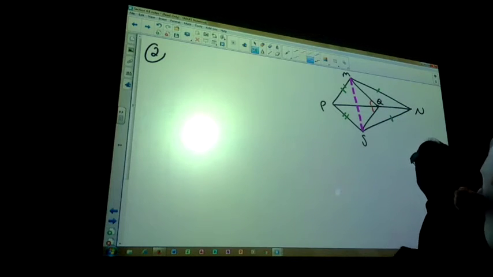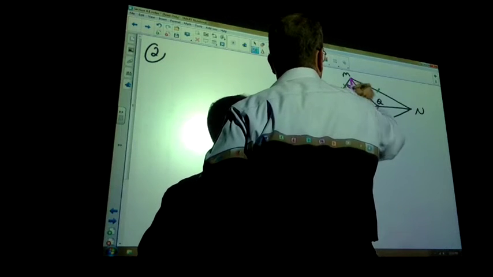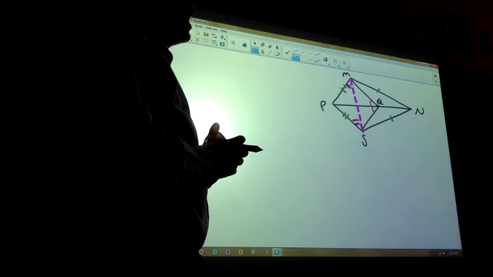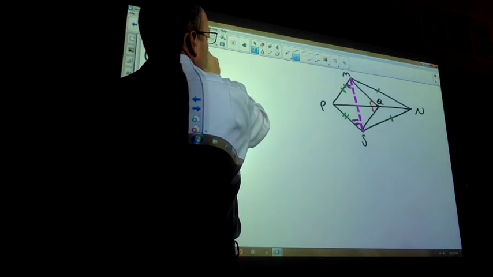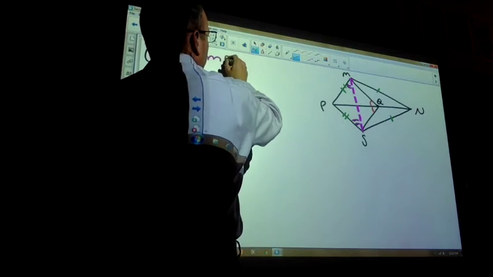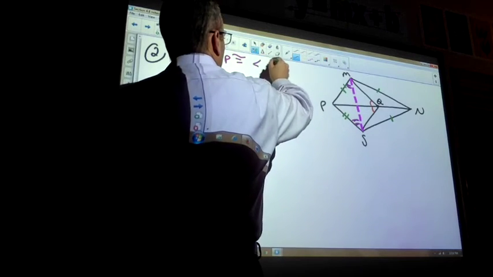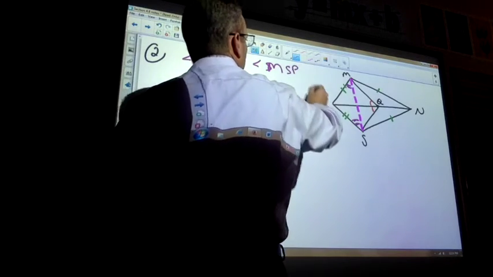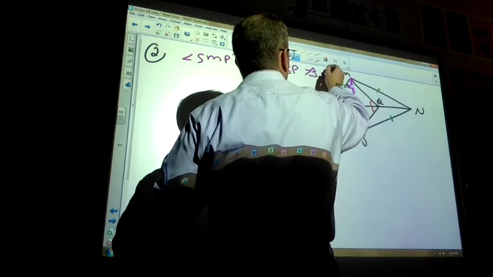Auxiliary line. Yay. So by me drawing this in, I can do that this is congruent to this. Why? Because what? The reason we can do that, purple, so angle SMP is congruent to MSP. Because of this. Boom. We know this. Right?